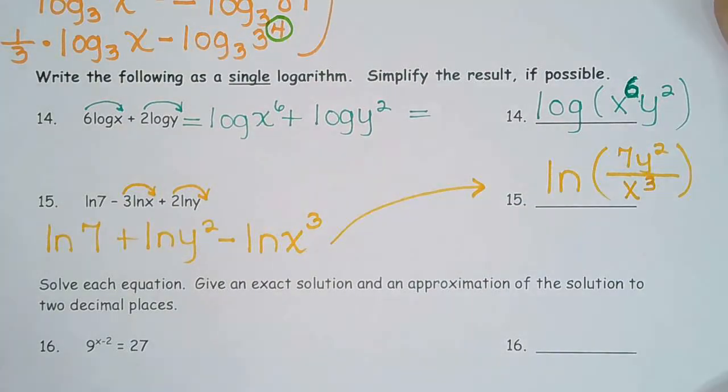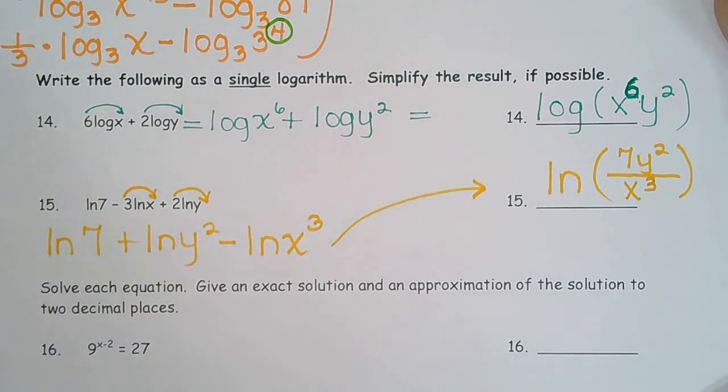So writing as a single logarithm is easier than the other ones, doesn't take very much work, but your head does have to be able to go backwards with the rules. So they're pretty easy. I like those.